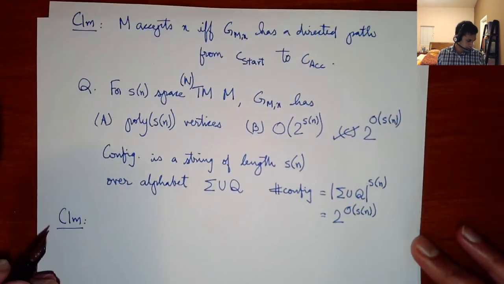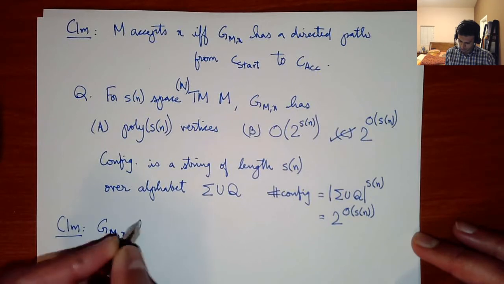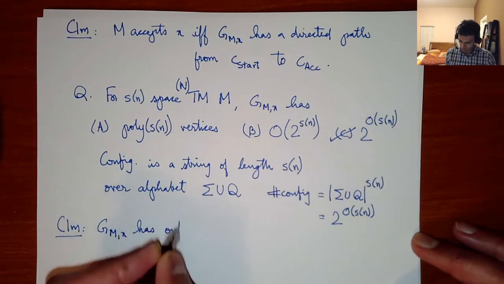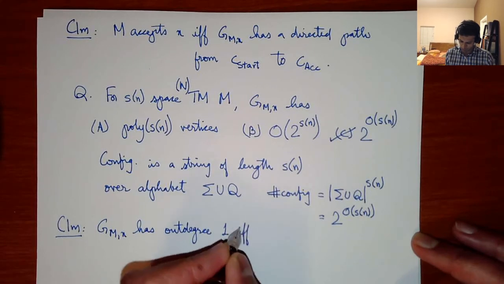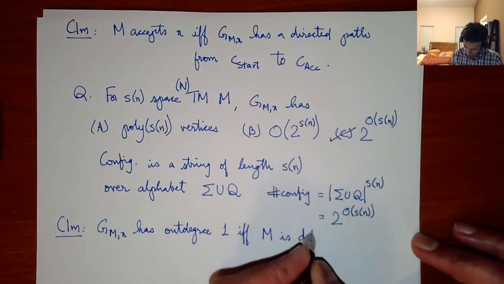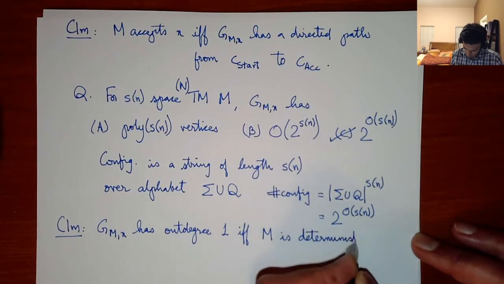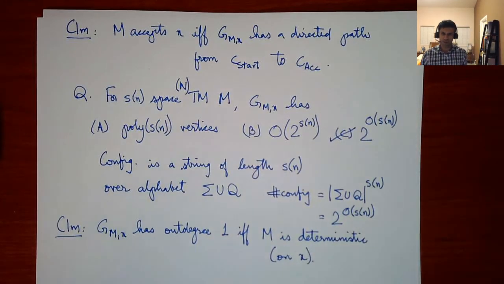I'll write a simple claim over here. I'll say G of M,x has out degree 1 if and only if M is deterministic. And technically deterministic on x, but we can say deterministic, right?